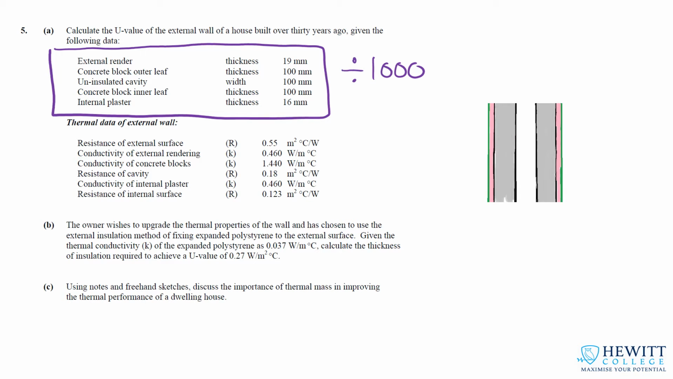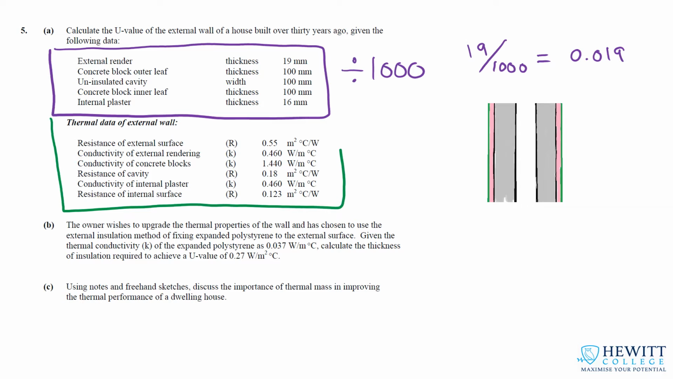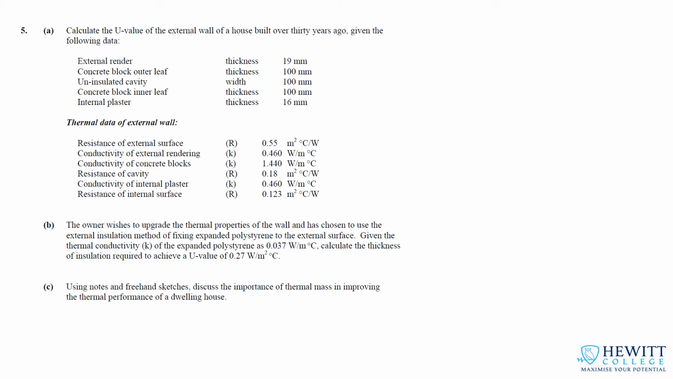So for example, the external render is 19 divided by 1,000 equals 0.019, and that's the figure that you put into the table. The next box, green, is the thermal data of the external wall. Here you're going to be given the figures for the resistance of each surface. You could be given the resistivity, you could be given the conductivity.